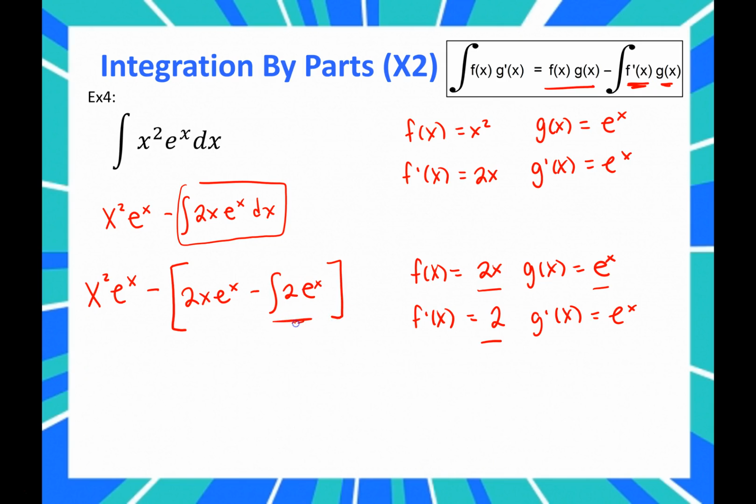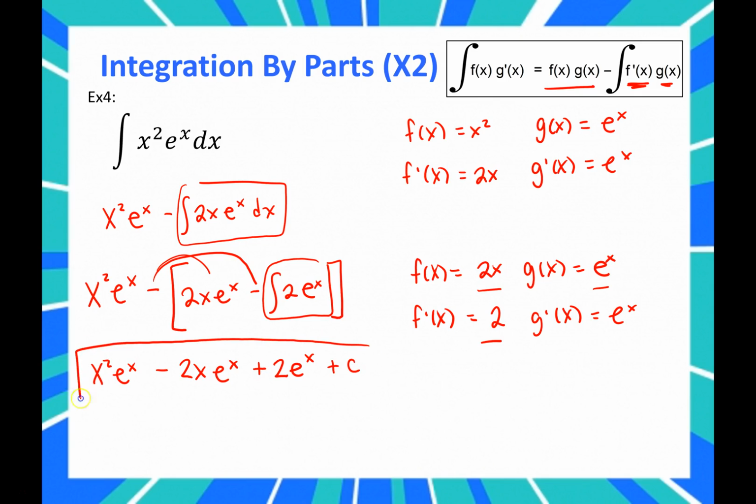Now I can integrate 2e to the x. So this is going to be x squared e to the x. I'm going to distribute this. This is going to be a minus 2x e to the x. And then the integral of 2e to the x is just 2e to the x. Now I've got a minus with the minus, so this is going to be a plus. Then I'm going to go ahead and remember my plus c. So folks, it's the same exact process, except you have to remember to do it twice if when you integrate, you get something that you don't know how to integrate.